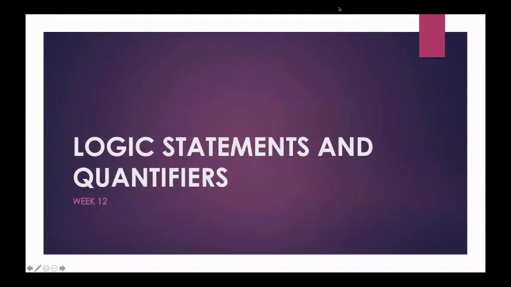Good morning, everyone. For today's class, we will talk about logic statements and quantifiers. This is connected to the lesson that we talked about last time about deductive and inductive reasoning. However, logic here is a more general concept because we can divide logic into four: formal logic, informal logic, symbolic logic, and mathematical logic.